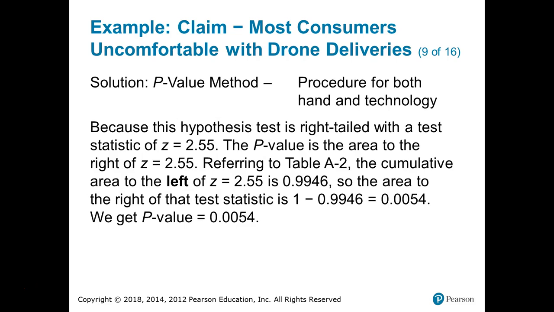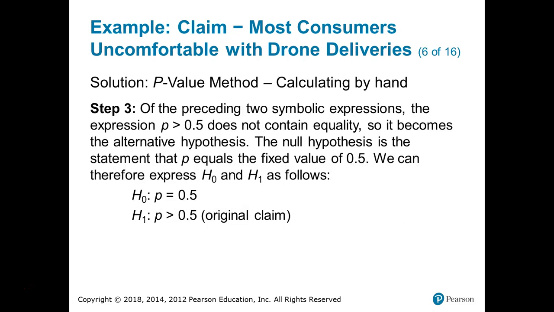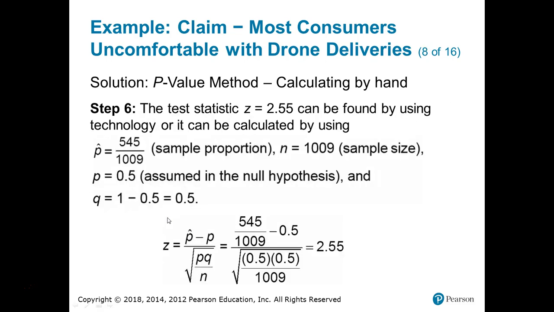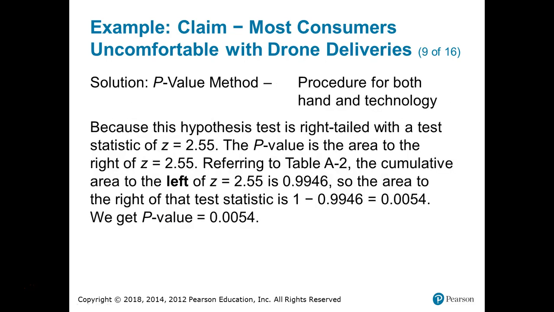Because this hypothesis test is right-tailed, why is it right-tailed? It has to do with what we're comparing it to. Because it's a greater than symbol, it's right-tailed. With a test statistic of 2.55, the p-value is the area to the right of z equals 2.55.